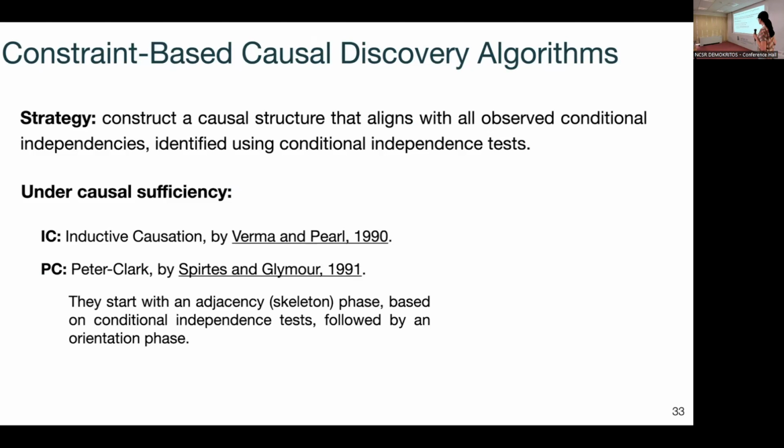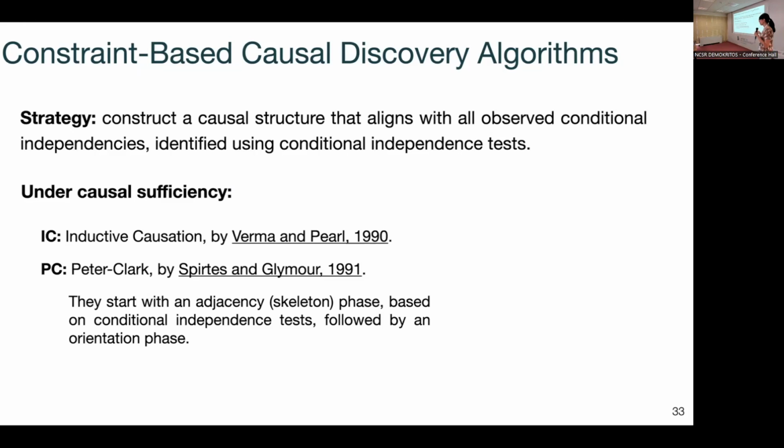Basically, they learned an adjacency structure, like a skeleton. It's just an undirected version of the graph. And then you use a set of rules that identifies the collider. When you identify the collider through this idea that you have a very specific list of conditional dependencies and independencies, you can apply these rules sequentially, and then you learn other orientations.